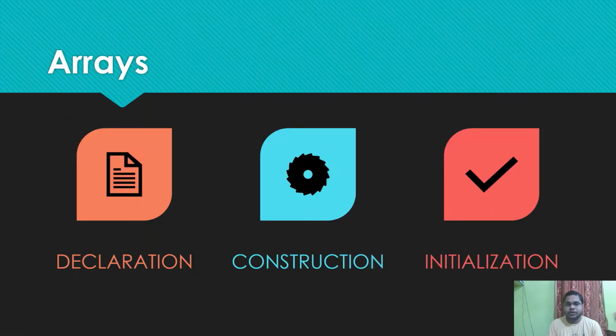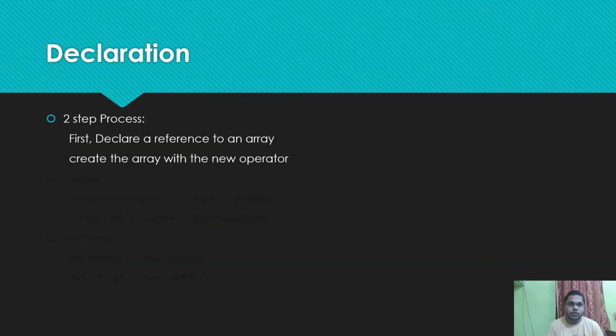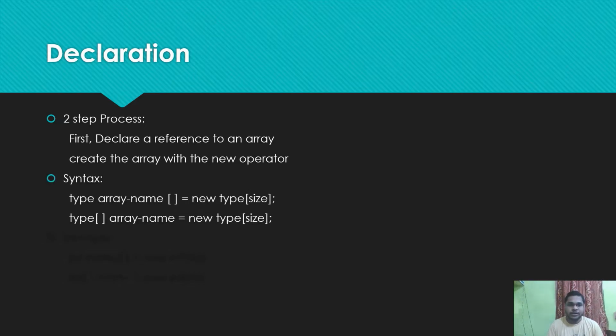So we construct the array in three different parts. First, we know about the declaration, then how to construct that array, and then the initialization part, right? So declaration is done in two steps. First is to declare a reference of an array, then create an array using the new operator. Okay, here is the syntax.